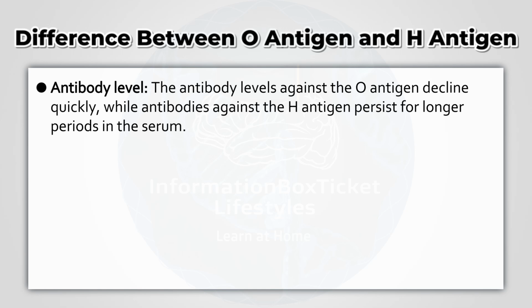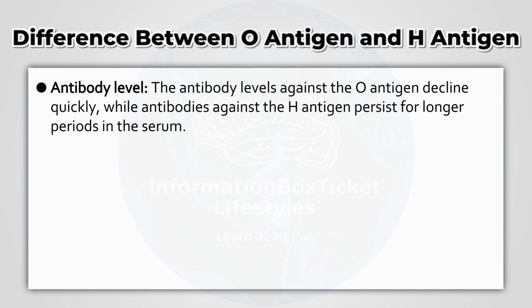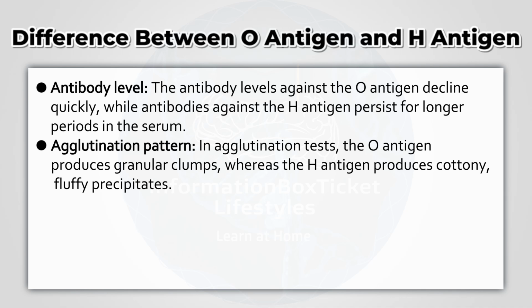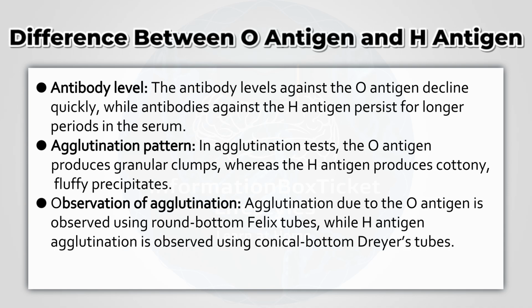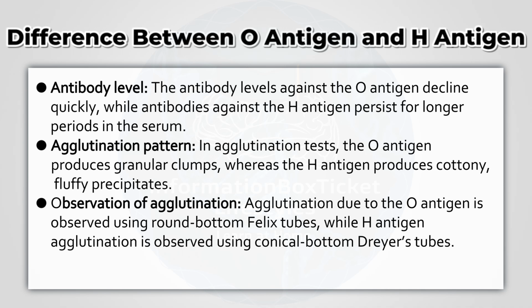Antibody level. The antibody levels against the O antigen decline quickly, while antibodies against the H antigen persist for longer periods in the serum. Agglutination pattern. In agglutination tests, the O antigen produces granular clumps, whereas the H antigen produces cottony, fluffy precipitates. Observation of agglutination. Agglutination due to the O antigen is observed using round-bottom Felix tubes, while H antigen agglutination is observed using conical-bottom Dreyer's tubes.